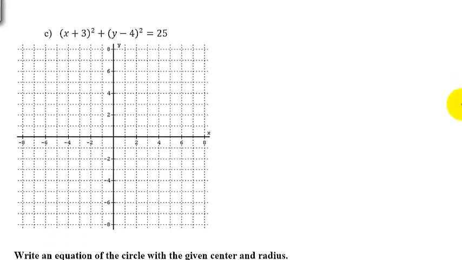And now this is the last graphing one that we'll do. So the center here, we have x plus 3, the quantity squared. So that means that my x-coordinate for my center is going to be negative 3. Remember, you have to change the sign. And then we have y minus 4, the quantity squared. So again, you change the sign here, so that would be positive 4 for the y-coordinate.